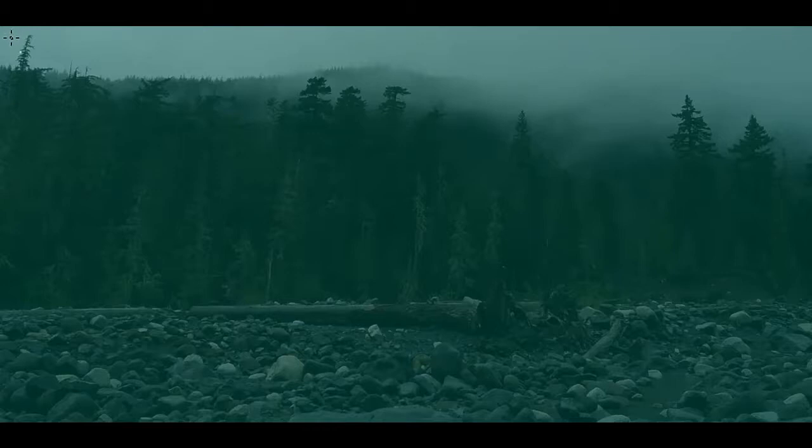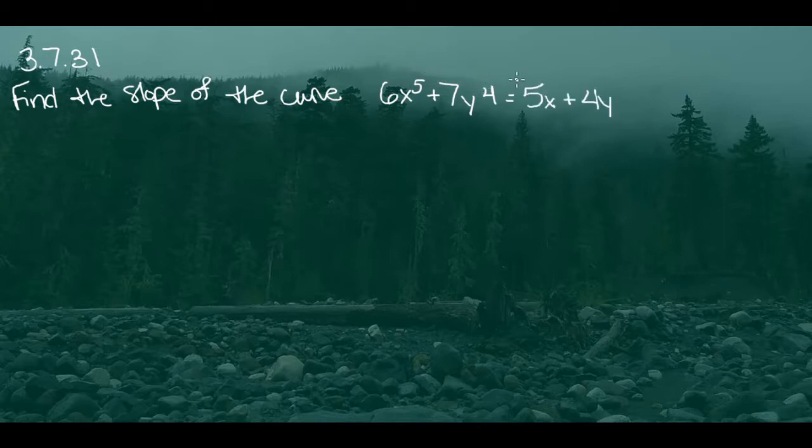All right, so this is an example similar to problem 3.7.31 on your homework. The question asks, find the slope of the curve. And then it gives you a curve, 6x to the 5th plus 7y to the 4th is equal to 5x plus 4y. And then it says find the slope of this at the point (1, 1).